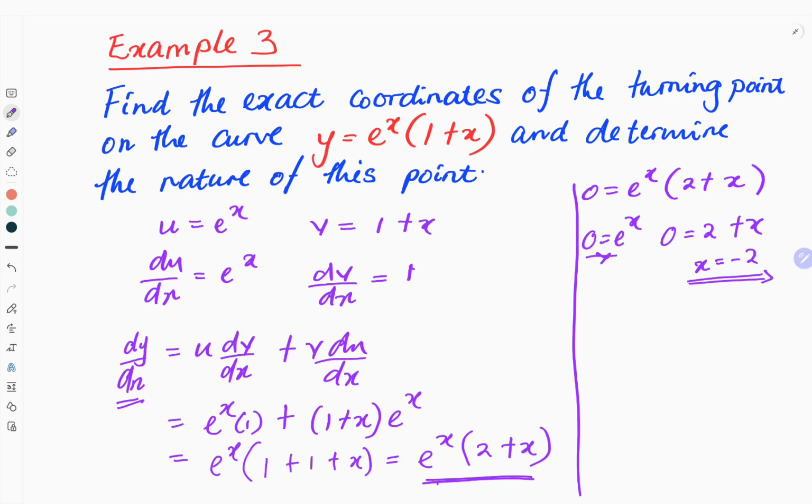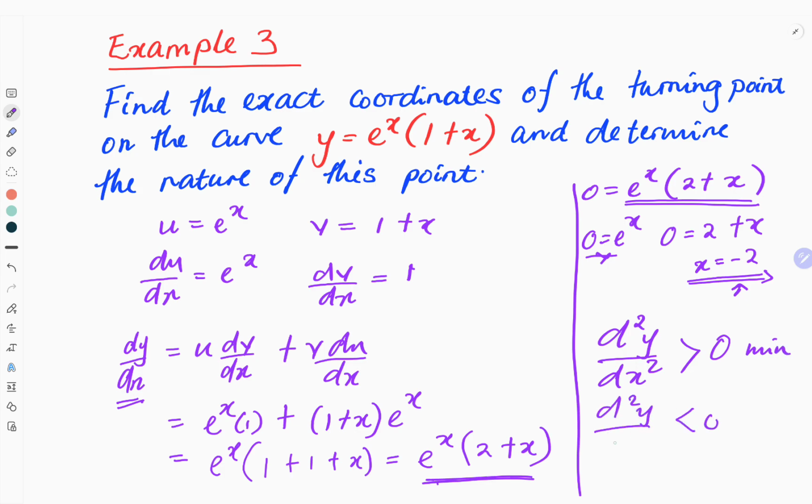Now, after you've gotten your turning point, you want to determine whether it's a maximum or a minimum point. And to do that, you have to find the second derivative of this function here. And then you substitute x equal to minus 2 into the second derivative. And if it's greater than 0, you actually have got a minimum point. And if your second derivative is less than 0, then you have got a maximum point. So let's just do that quickly.